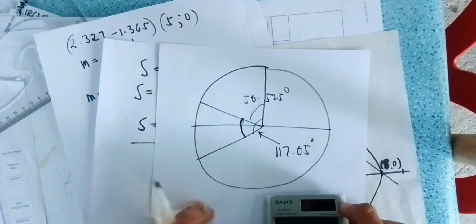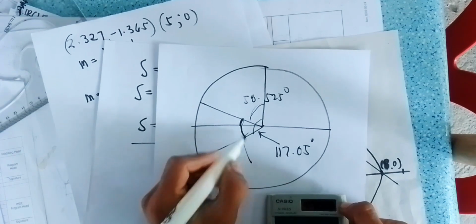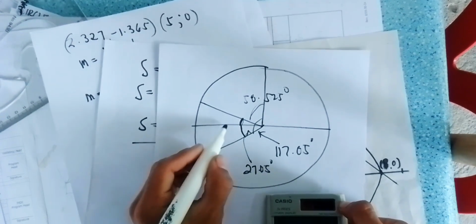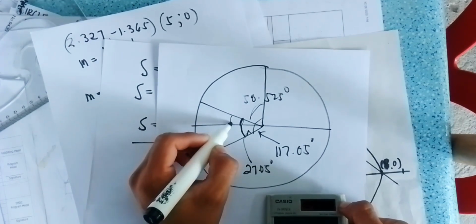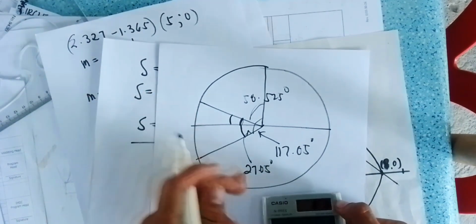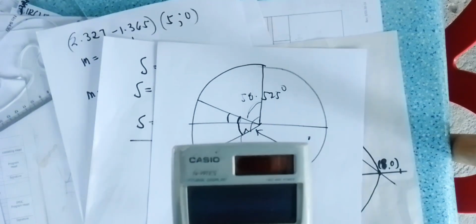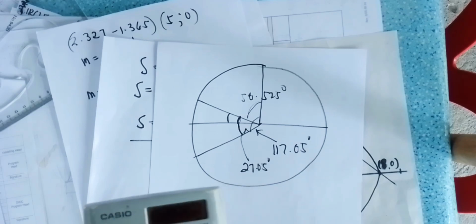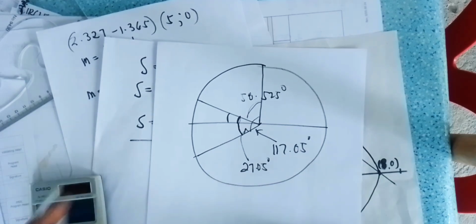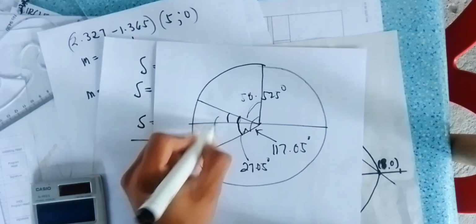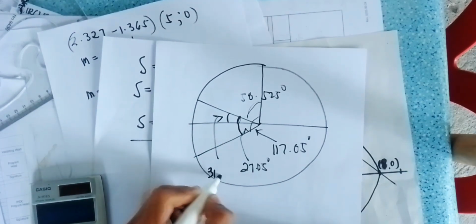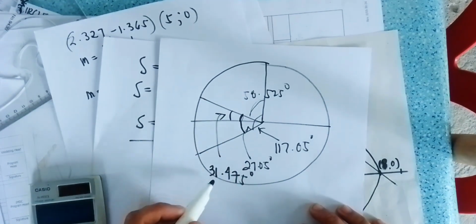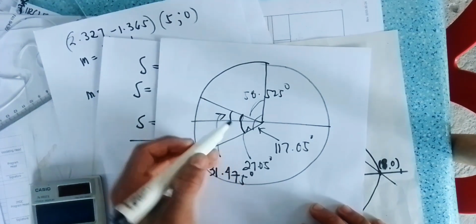So what will happen? We all know that this angle here is 27.05 degrees. So we simply subtract it from 58.525. 58.525 minus 27.05, you'll get 31.475 degrees. So this angle here is 31.475 degrees.